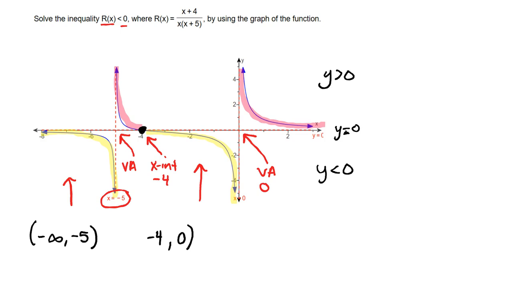And the x-intercept we wouldn't include because we're only looking for where the function is less than 0, not equal to 0. So the solution to this inequality, r of x is less than 0, our x is from -infinity to -5, union with -4 to 0.